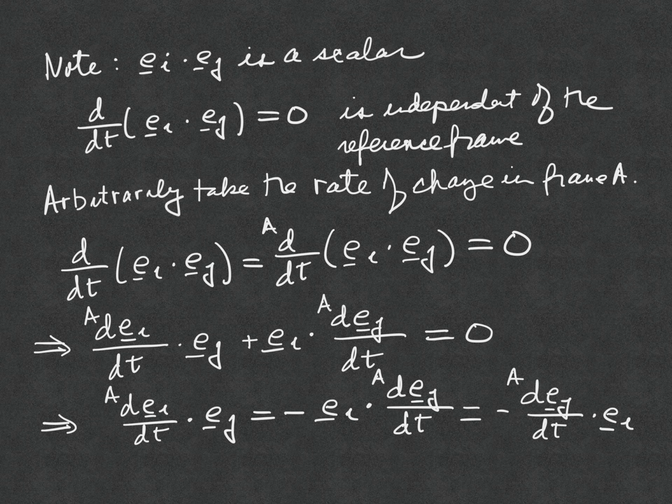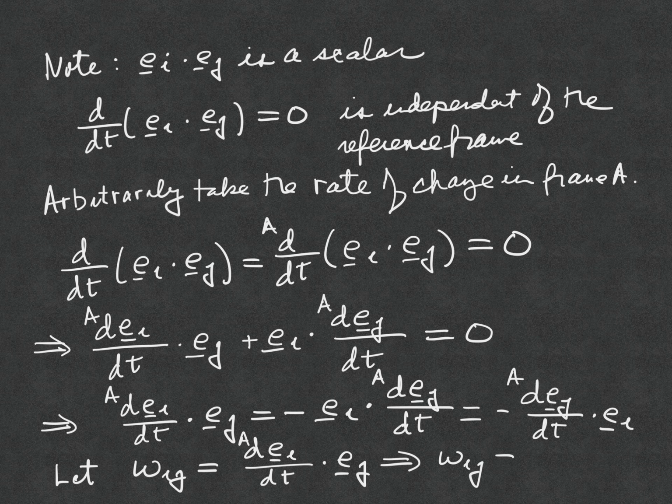So in order to make this notation a little bit more tractable, let's say let omega ij equal dEi/dt in A dotted with Ej. So what we get when we do that is omega ij is equal to minus omega ji. Now, using this construct, we can actually figure out how to express these rates of change of these vectors, dEi/dt in A.